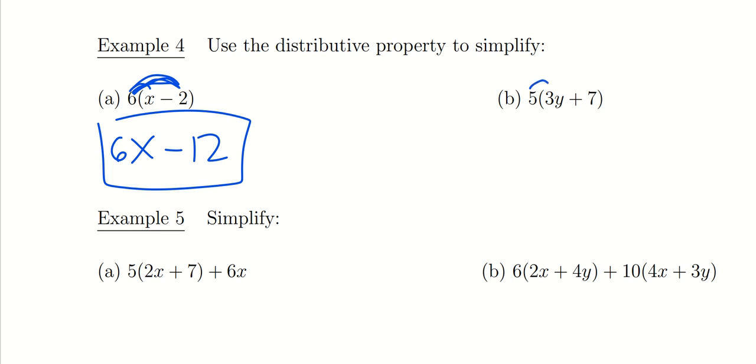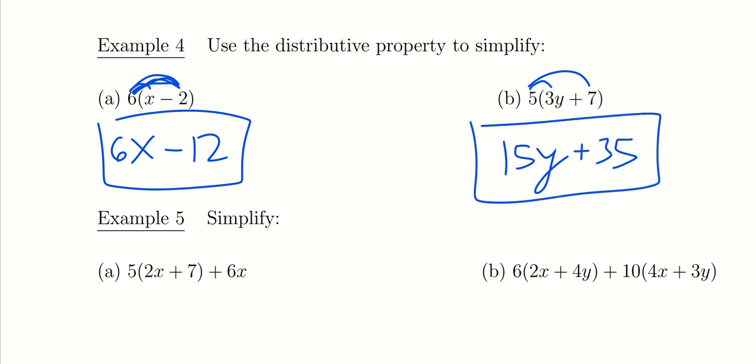Coming over here, we want to distribute the 5 into this parenthesis. We do so by first taking the 5 times the 3y. That'll give us 15y. And then 5 times a positive 7 would give us positive 35.